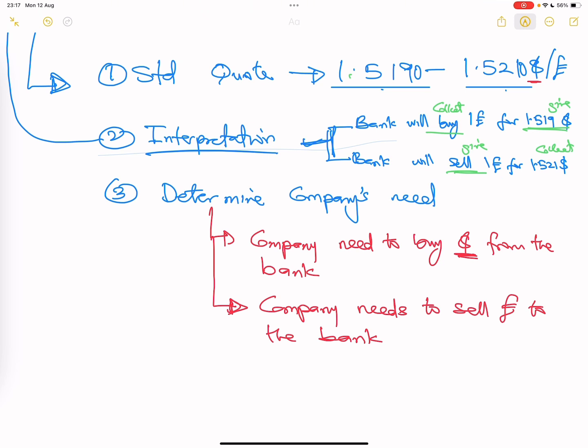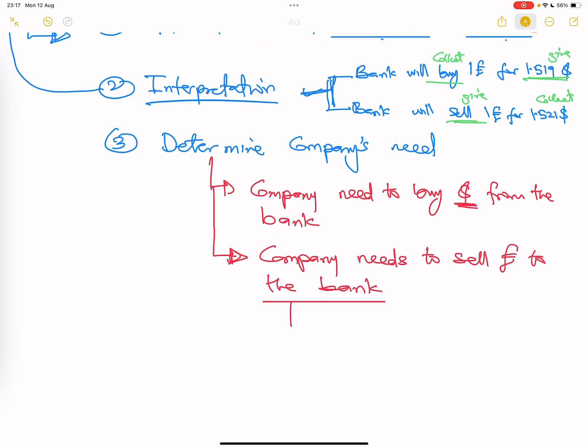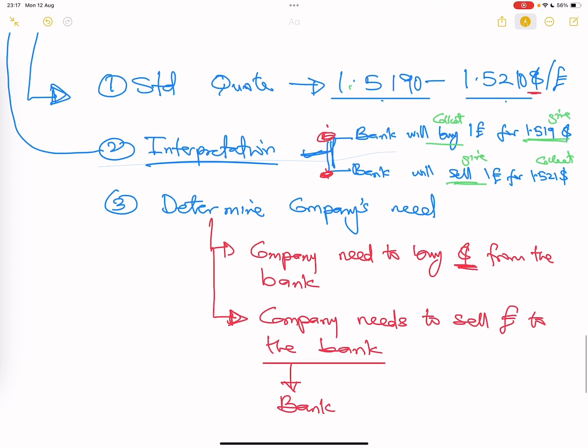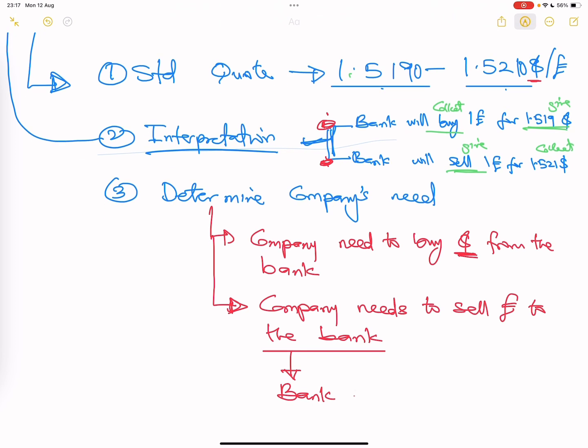So if the company needs to sell pounds to the bank, what is the bank going to do? Check which of these the bank is doing. It means the bank is going to buy the pounds.